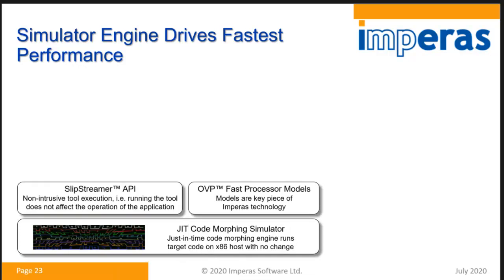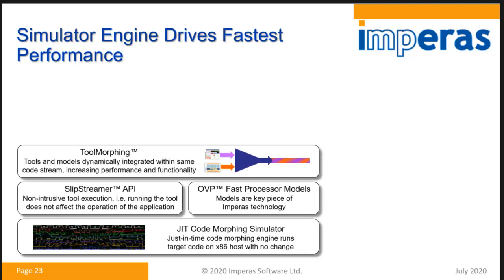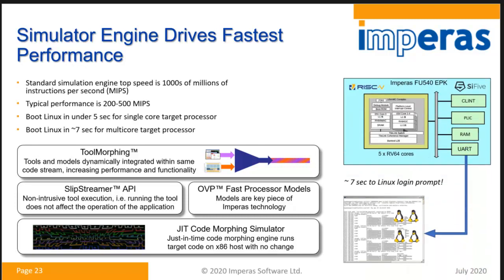We have an API technology called Slipstreamer, which allows you to basically get intercepts so you can see what's going on when the instructions are executing, which allows us to extend and build tools. We have our processor models based around the OVP technology, and we have a tool morphing technology which brings it all together at runtime to make it extremely efficient. And we get hundreds and hundreds of millions of instructions a second, top speeds 5-6 billion instructions a second. There's a chart on the website, so you can have a look at that.